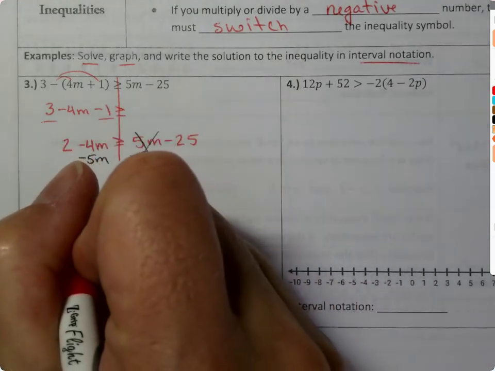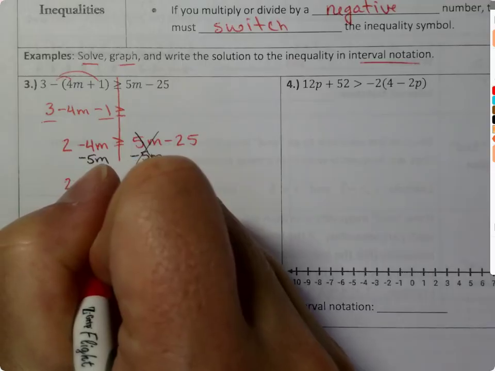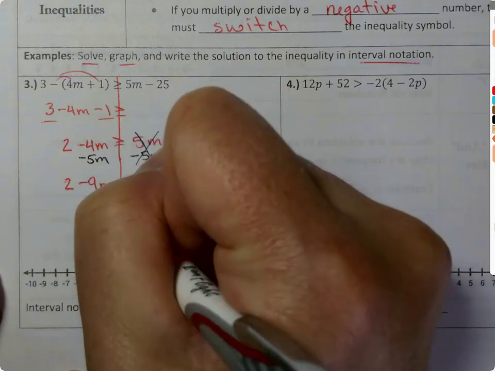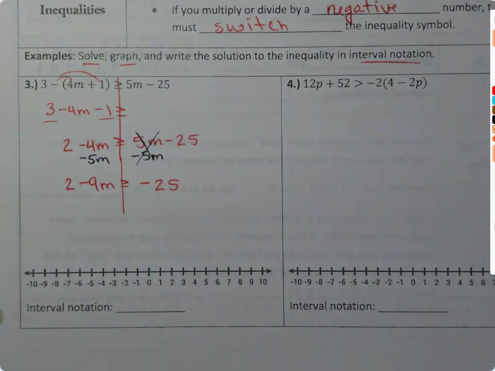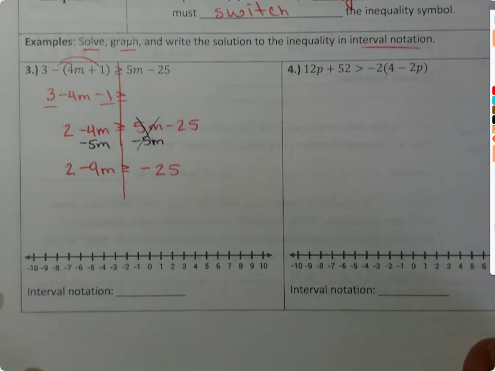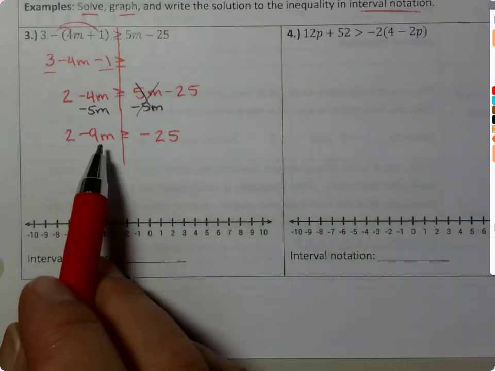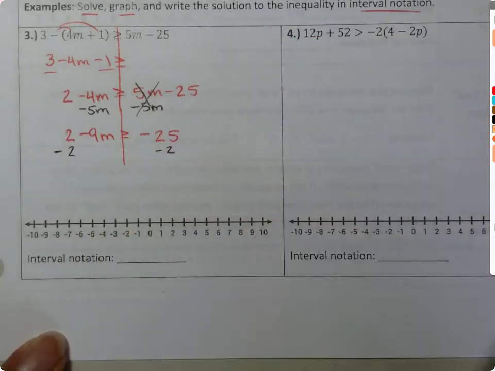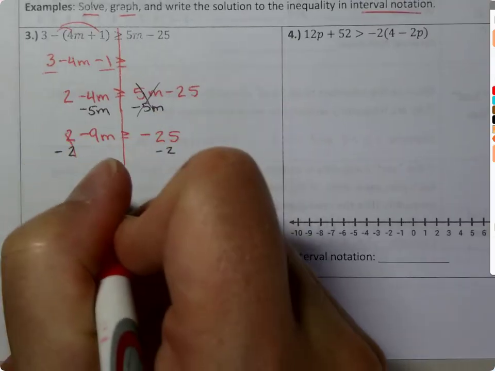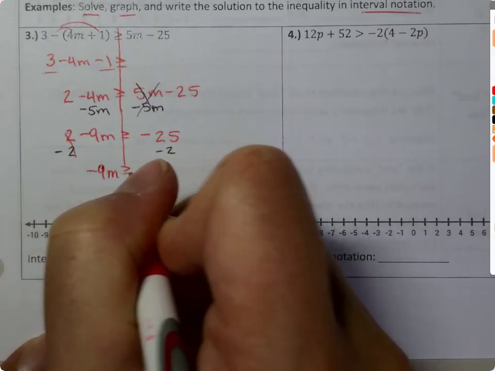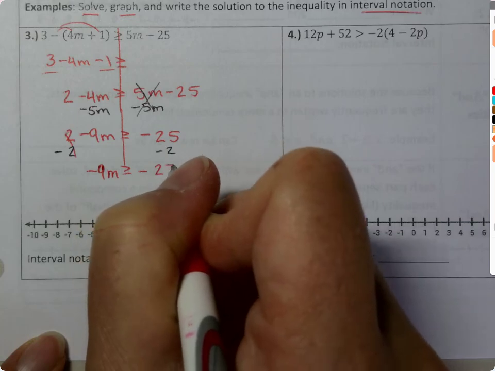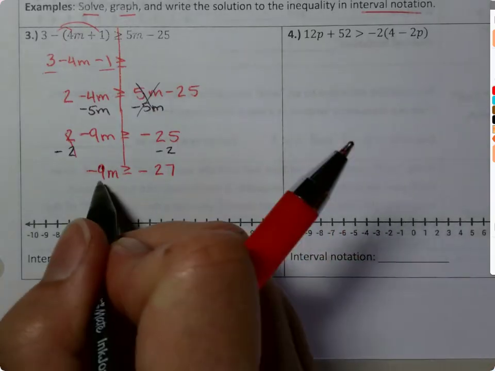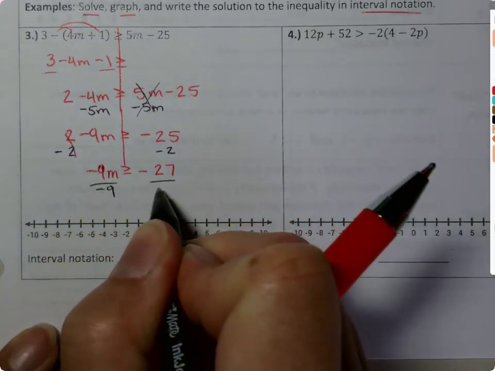On the left, sorry, I moved it to the left, I have 2 minus 9m greater than or equal to negative 25. It's very important that you keep the left and the right separate, and you can't just move them around. Now that I have that, I want to leave m there and get rid of the 2, so I'm going to subtract 2. So the way I did it, I have negative 9m is greater than or equal to what? Negative 27. Now, how do I get rid of multiplication? I should divide by negative 9.